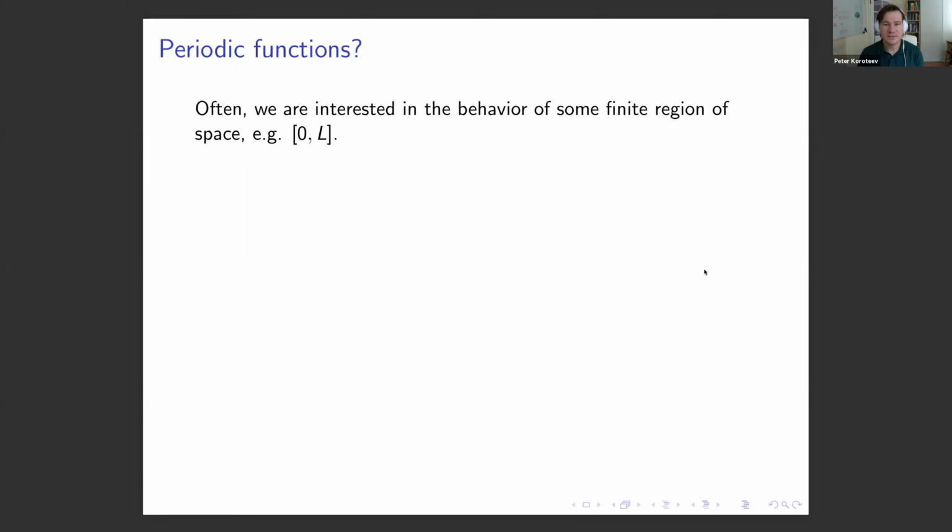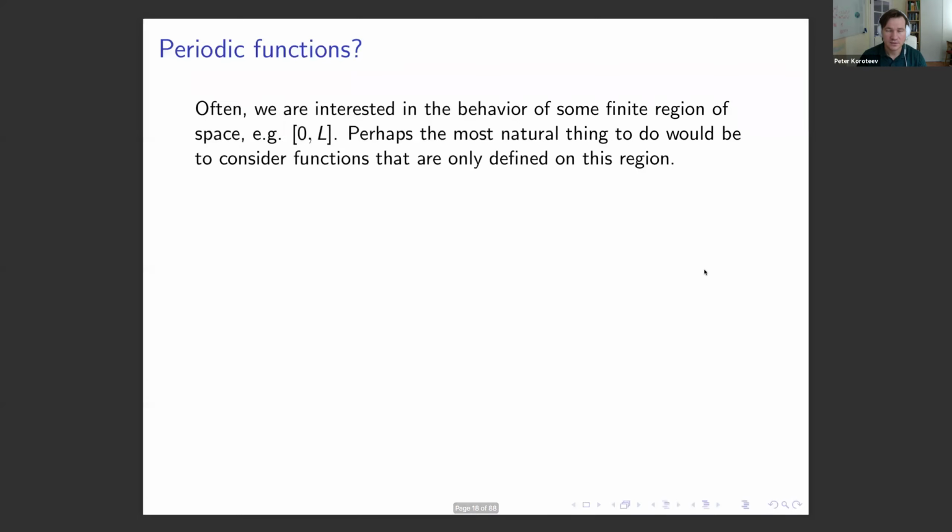Often we're interested in the behavior of these functions in some finite region of space, say a segment from 0 to L, along which the string is stretched, or along which the heat is flowing. So perhaps the most natural thing to do would be to consider functions that are only defined in this region, because we don't really care what's going on beyond it. It's beyond the scope of the physics experiment that we are considering. Like this, there's a function defined on a segment of length L.